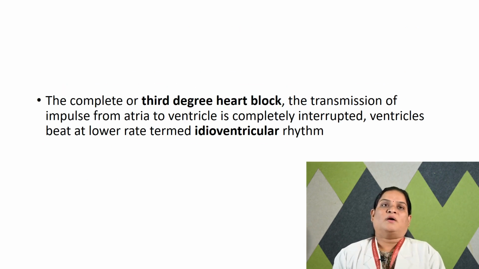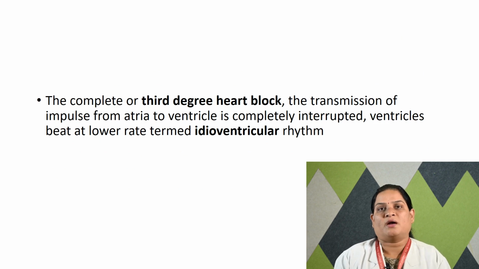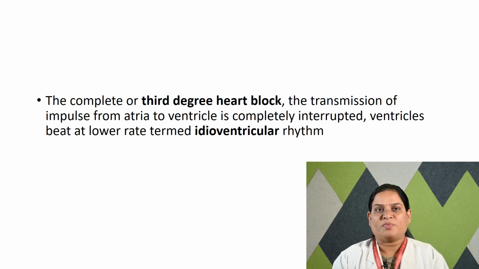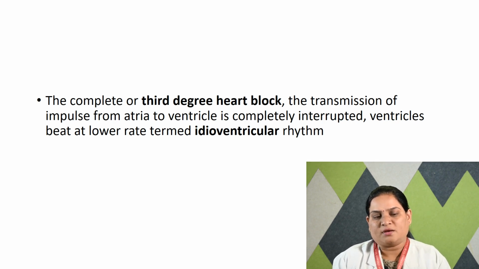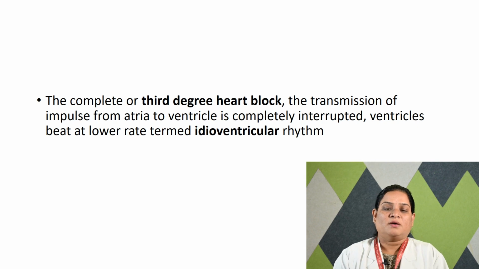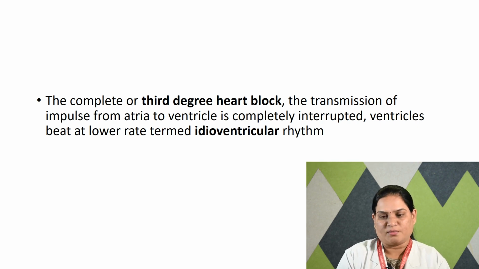The complete heart block, or third degree heart block. What happens here is that the transmission of impulse from atria to ventricle is completely interrupted. Here the ventricular beat occurs at a lower rate, termed idioventricular rhythm.